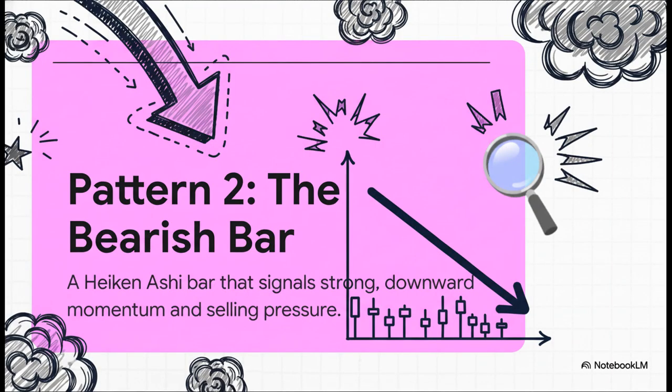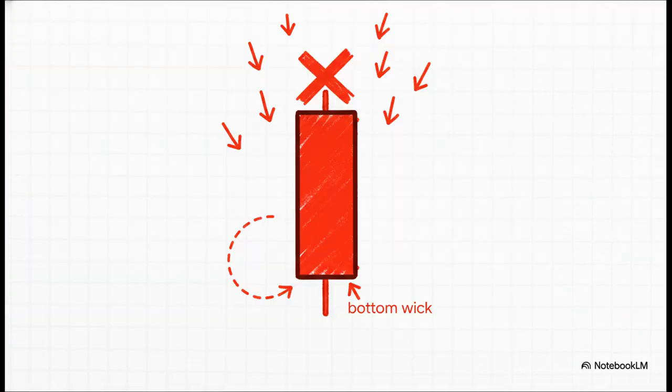Okay, next up, you guessed it, the exact opposite: the bearish bar. This is your signal for some serious downward momentum. This one's going to have a red or black body with a wick pointing down. And again, the key detail, the thing you have to look for, is that there's no wick at the top. When you see this pattern, it means the sellers are running the show.